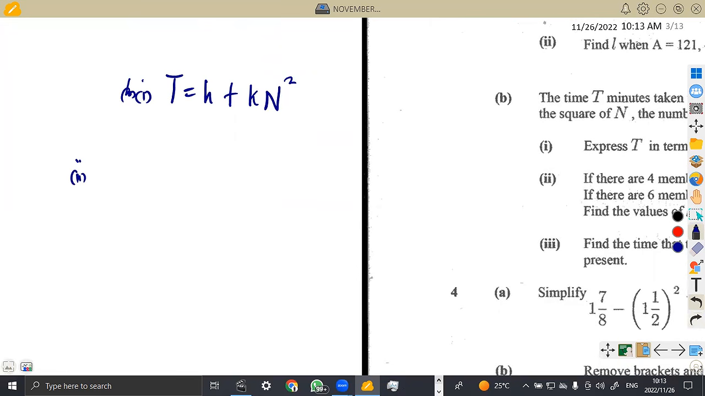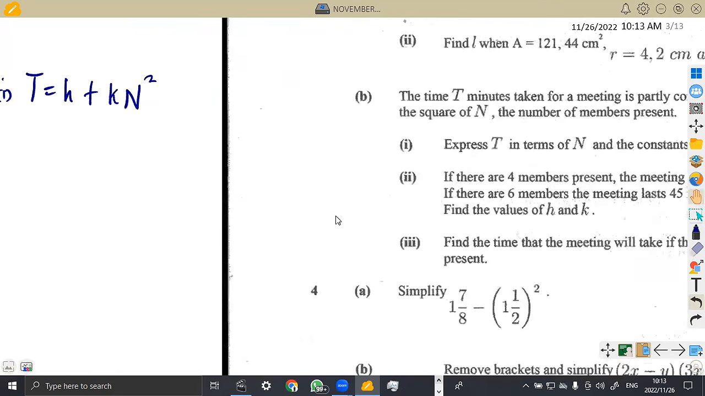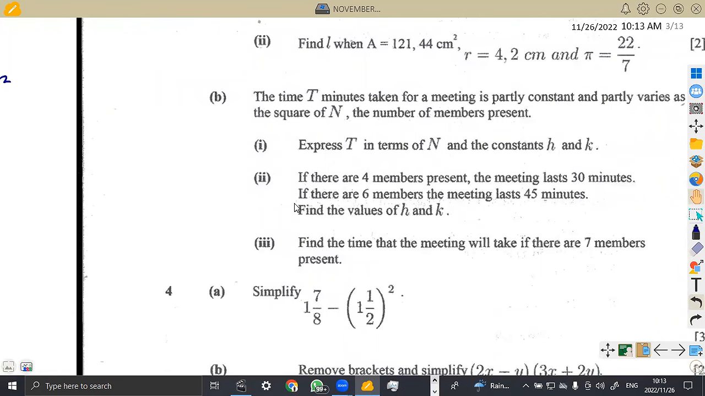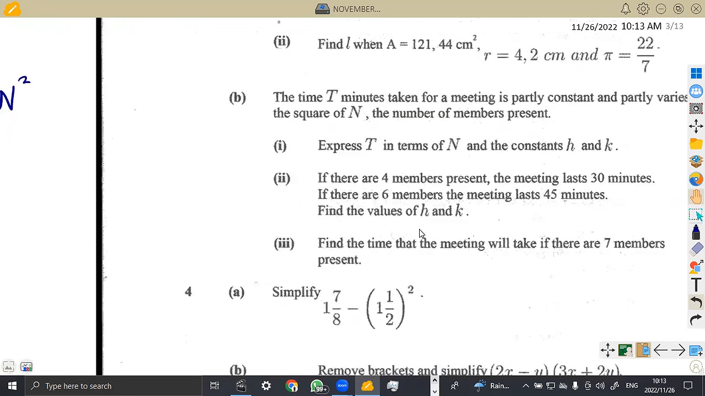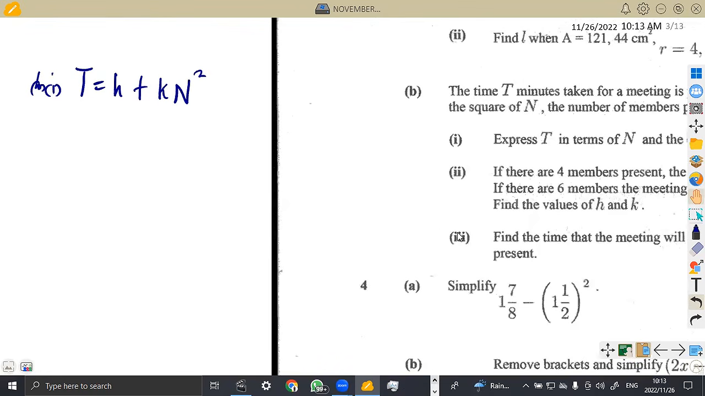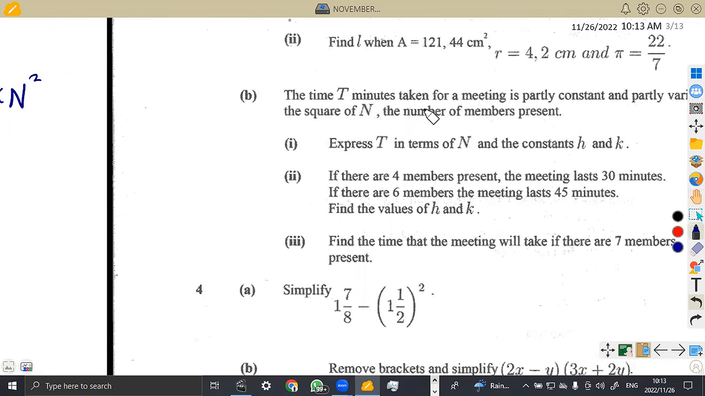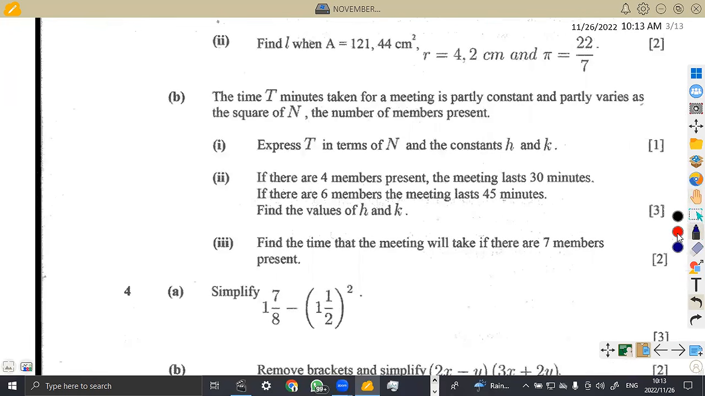Item 2, we are now given that there are 4 members present. If there are 4 members, then the meeting is going to last 30 minutes. If there are 6 members, then it is going to last 45 minutes. We are now asked to find the value of h and k. So let's see. The first part, we are given 4 members, which is n, and the time, and we are supposed to cross-check if everything corresponds properly. Remember here, your time is supposed to be in minutes. Take note, our time is exactly in minutes, so there's nothing that you're going to change there.